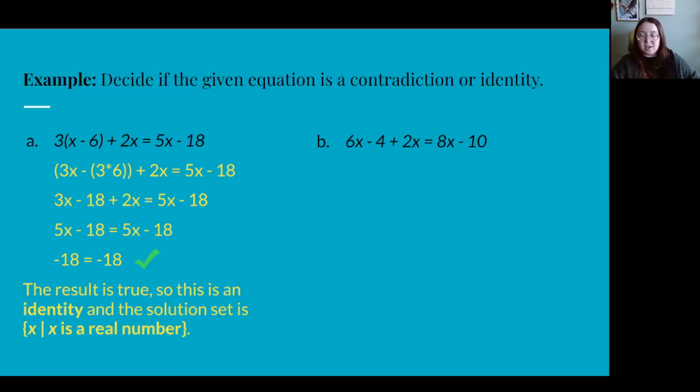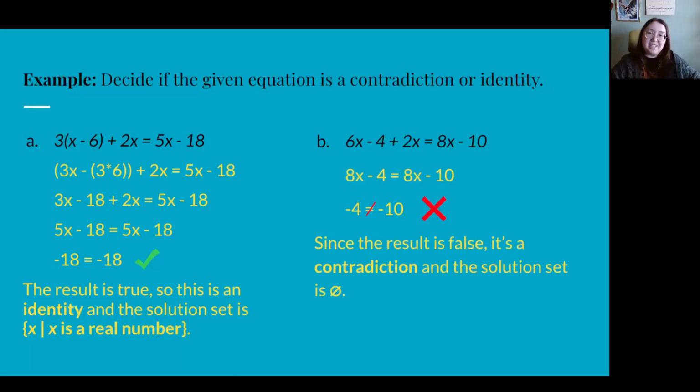Now going on to B, we have 6x minus 4 plus 2x is equal to 8x minus 10. So we'll start off by simplifying any like terms. So 6x plus 2x can be combined to get 8x minus 4 is equal to 8x minus 10. Now let's go ahead and get all of our x terms over on the left, so we'll subtract 8x from both sides. And when we do that, our 8x's cancel out, which leaves us with negative 4 equals negative 10. That is not a true statement. Negative 4 does not equal negative 10. So since the result was false, this is a contradiction, and the solution set is the empty set, the circle with a slash through it.